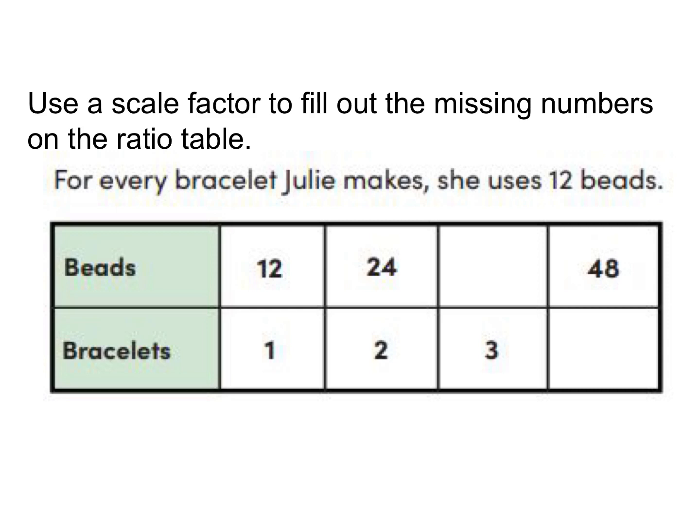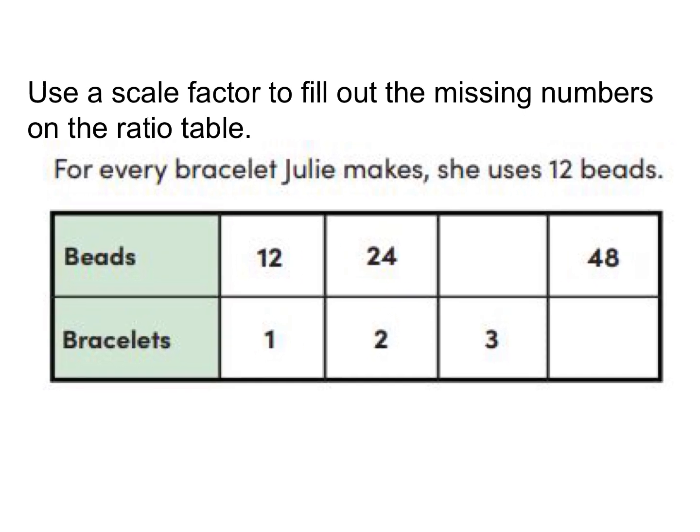Now, to use a ratio table, sometimes you have to build it yourself, but in this case, I went ahead and built it for you. It says use a scale factor to fill out the missing numbers on the ratio table. For every bracelet Julie makes, she uses 12 beads. So in other words, you have 12 beads for one bracelet, and that's basically what she told you at the beginning. That's why we have beads for the words. And remember, this is your ratio table, so you have to have your words. You have to have the original ratio, and then the new ratios are the rest of them that you have.